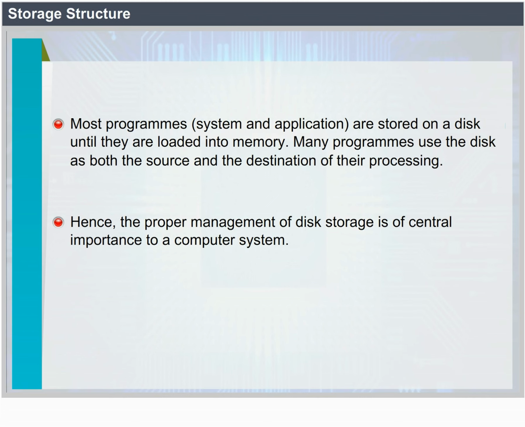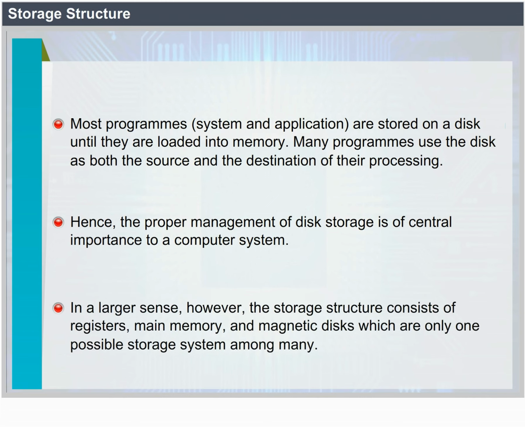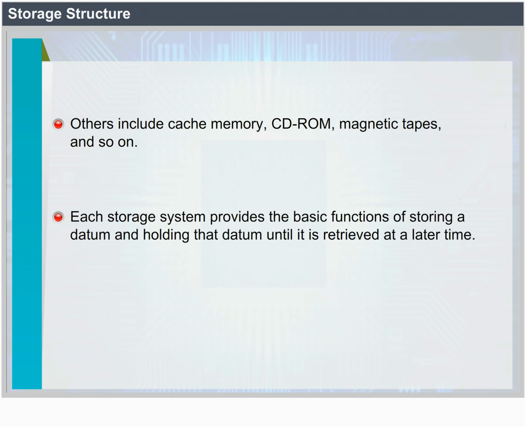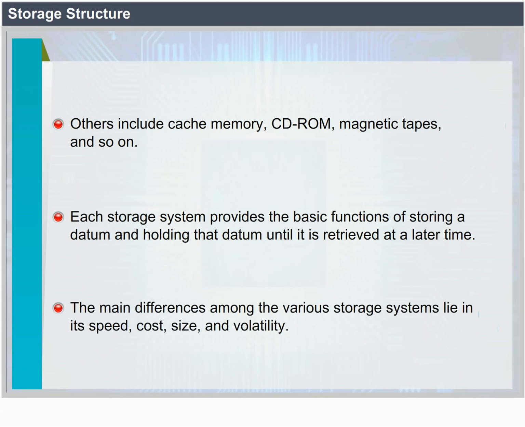In a larger sense, however, the storage structure that we have described, consisting of registers, main memory, and magnetic disks, is only one of many possible storage systems. Others include cache memory, CD-ROM, magnetic tapes, and so on. Each storage system provides the basic functions of storing a datum and holding that datum until it is retrieved at a later time. The main differences among the various storage systems lie in speed, cost, size, and volatility.